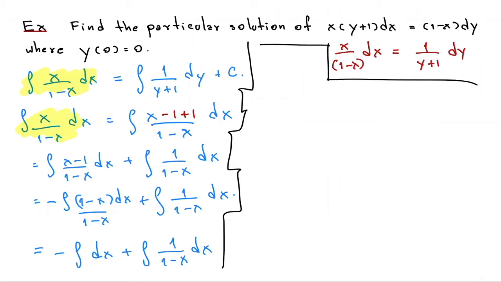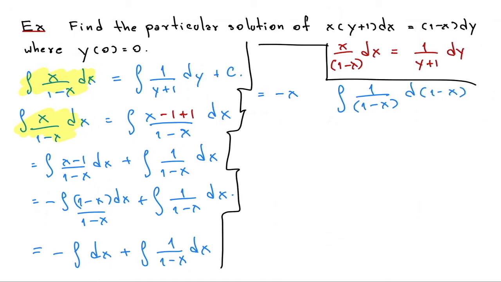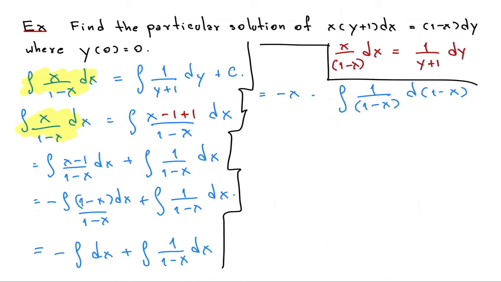Cool. Okay, then that integration is minus x, right? Plus this is integration of 1 minus x d(1 minus x). So you will need to have another minus here. So I'm doing the integration by substitution for this term.